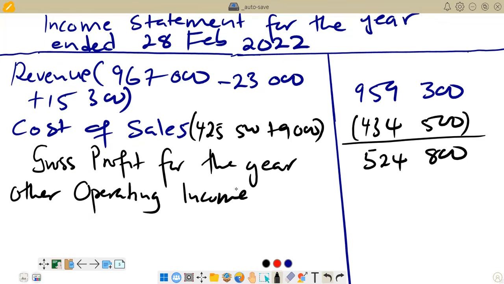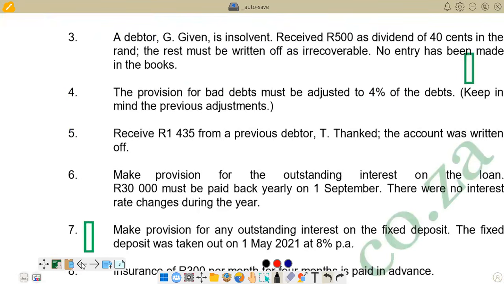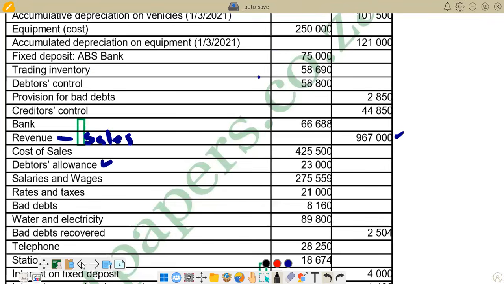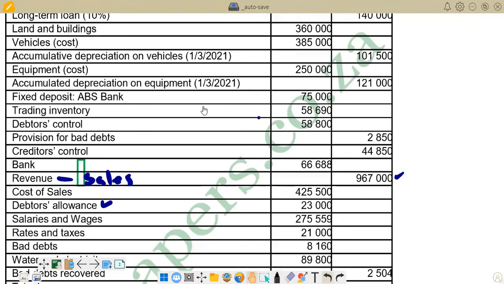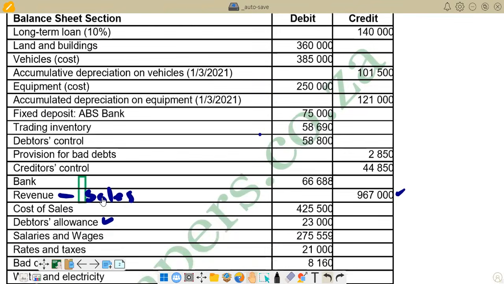These figures, we get them again in the list of balances. We go there to check other operating income that we have there. We can start from the top to check if we have got any income. So you go down checking any income that is there. Remember, income is when we are receiving money. So we check, we go down.